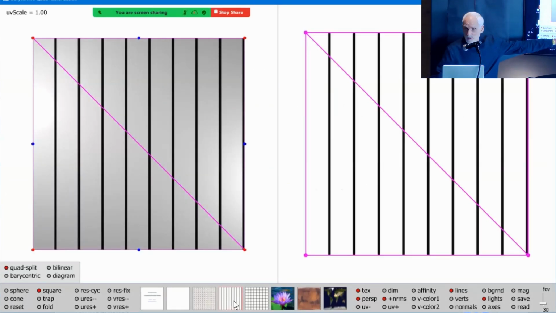So here's the problem. On the left, we have a quadrilateral. It's just a square, and you can see where the diagonal shows where it's broken into two triangles. On the right, we have the texture source. It's just a square image with some vertical lines, and they're texture mapped onto this. And if you look at the rendering here, there's really no artifact. There's nothing to complain about.